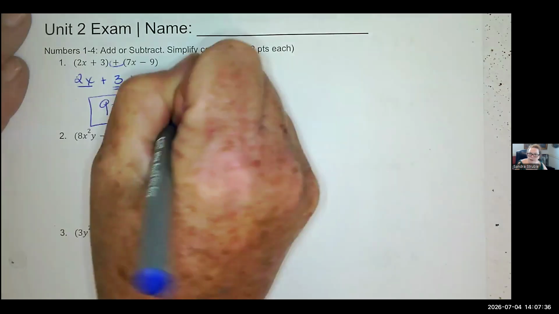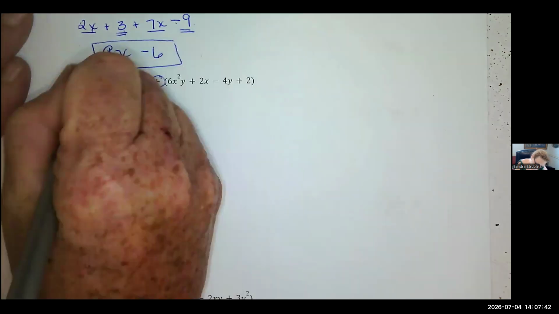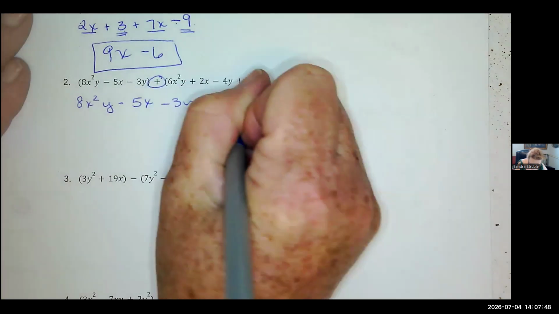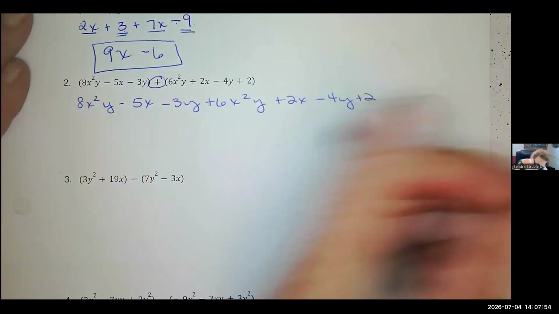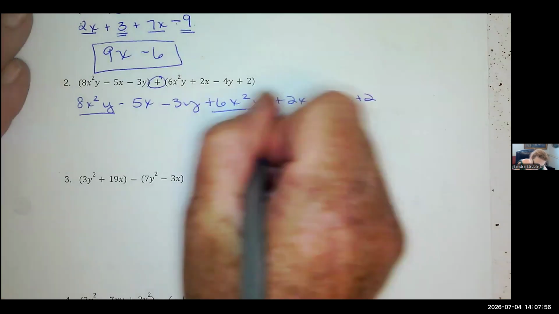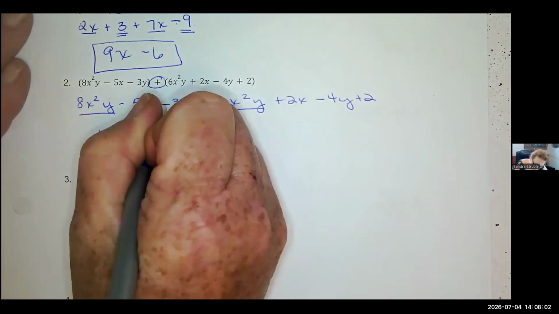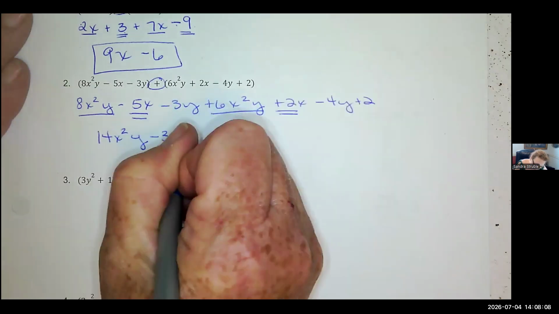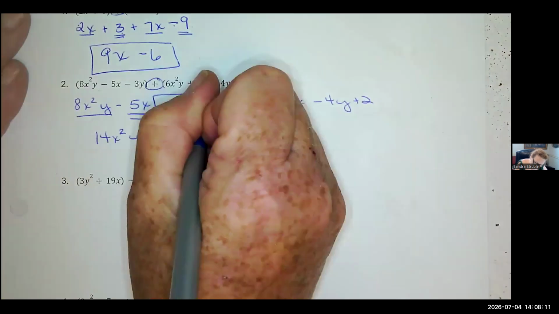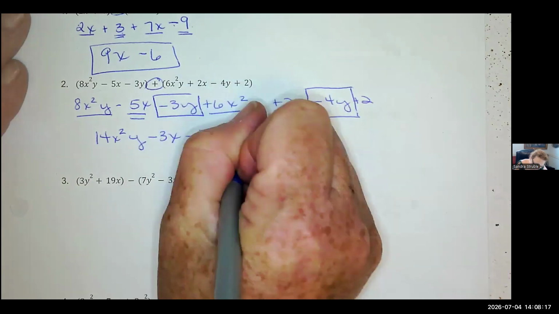The next one is also addition, so we can just drop the parentheses. No, you did not have to rewrite this. I'm just doing it for those of you who prefer it. All right, we've got 8x squared y, 6x squared y, and so that's 14x squared y. We've got -5x plus 2x is -3x. Then we've got -3y minus 4y is -7y. The signs are the same. You add and keep the sign. And then plus 2.